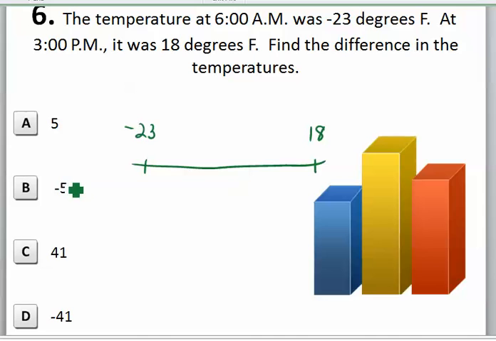It is not 5 or negative 5, which is what a lot of people want to do because they just want to subtract these two. You have to think about how you actually cross over this 0. So you're going to travel 23 degrees to get to 0 degrees, and then you're going to travel another 18 degrees to reach 18. So you're actually increasing a total of 41 degrees.